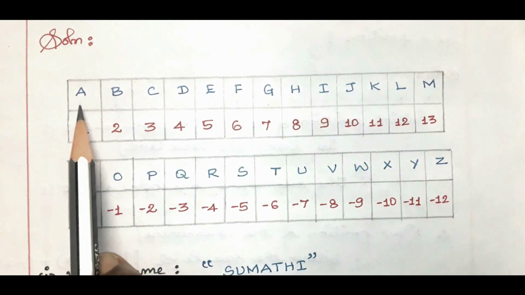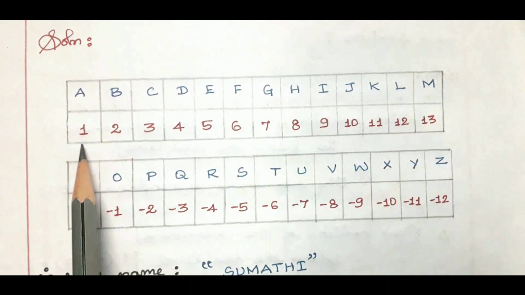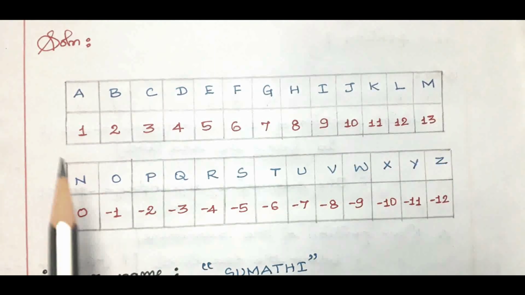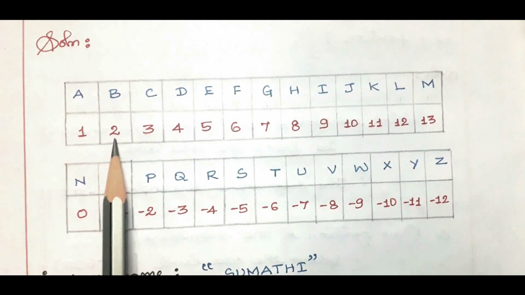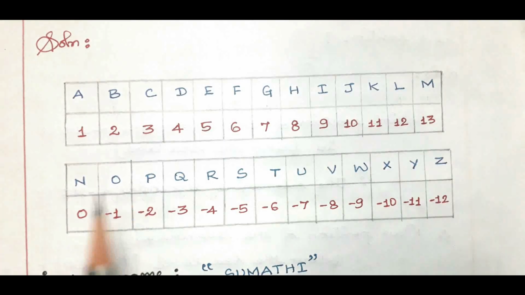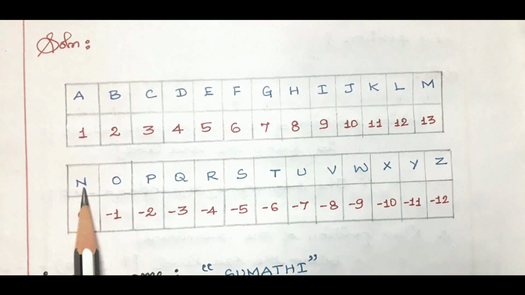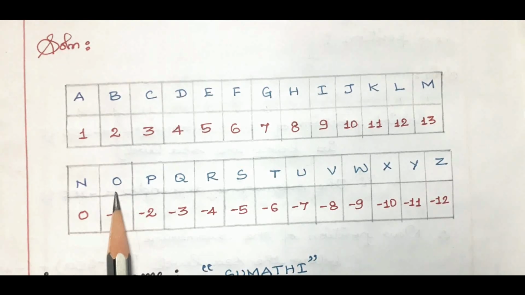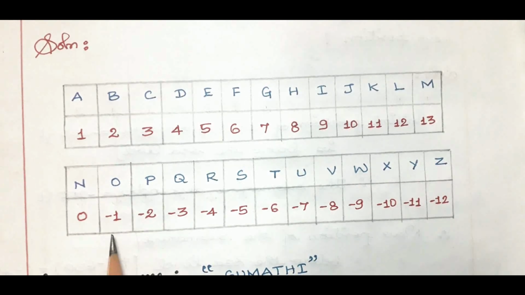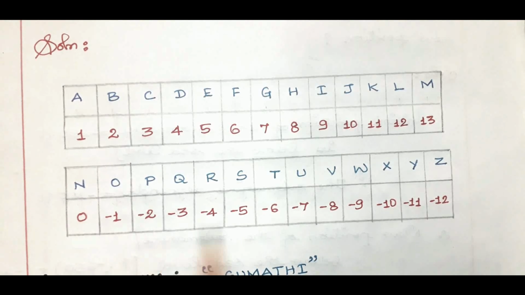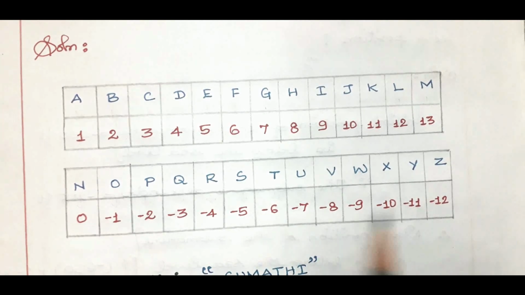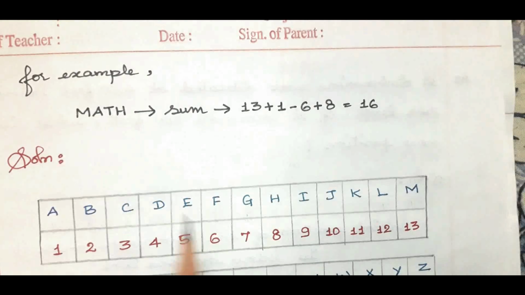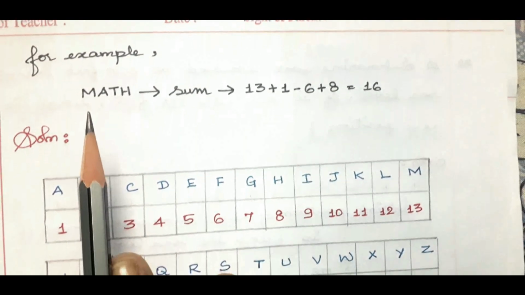As they said, A to M should be assigned 1 to 13. So we assigned A as 1, B as 2 and it goes on. The same way they have represented in the question that N should be assigned as 0 and the letters from O to Z should proceed with minus 1 till minus 12. Isn't it? Now you will be clear with the content which has been given in the example.